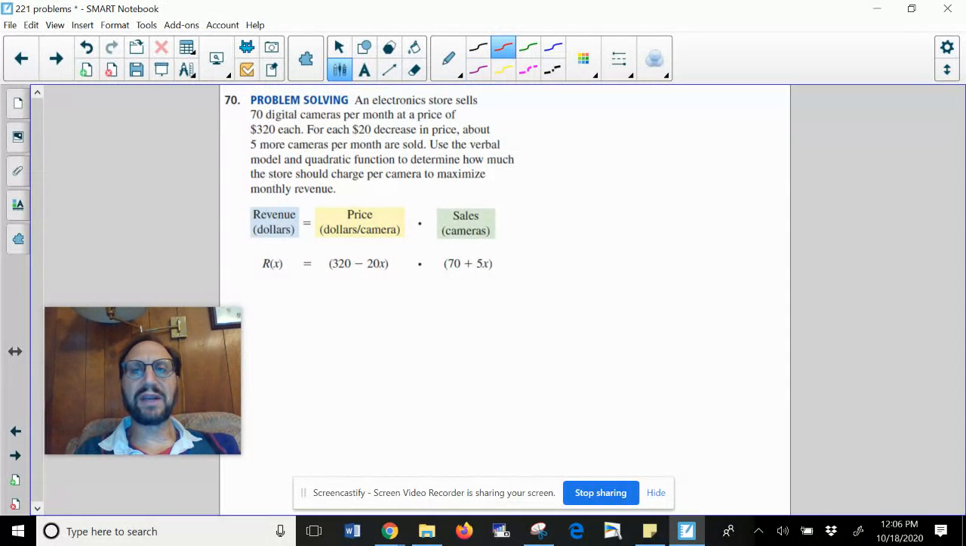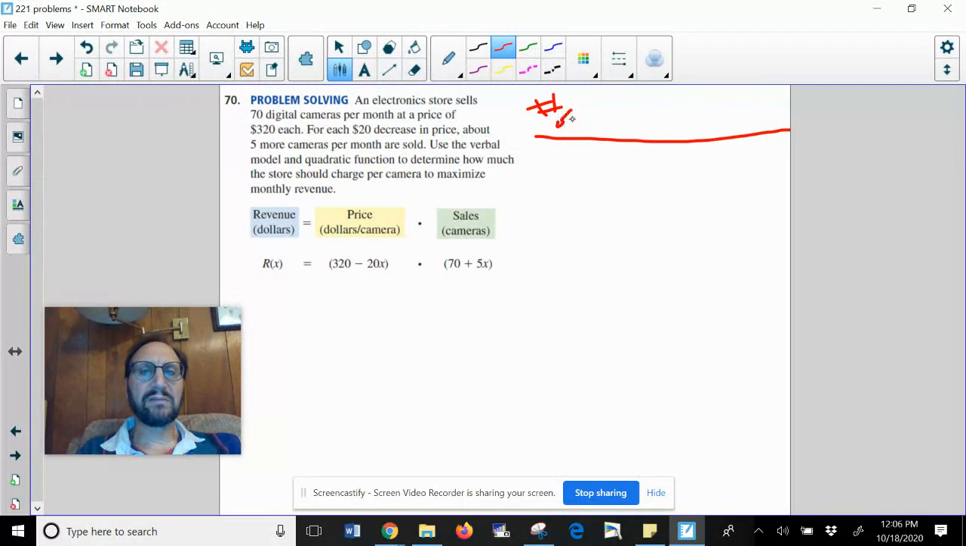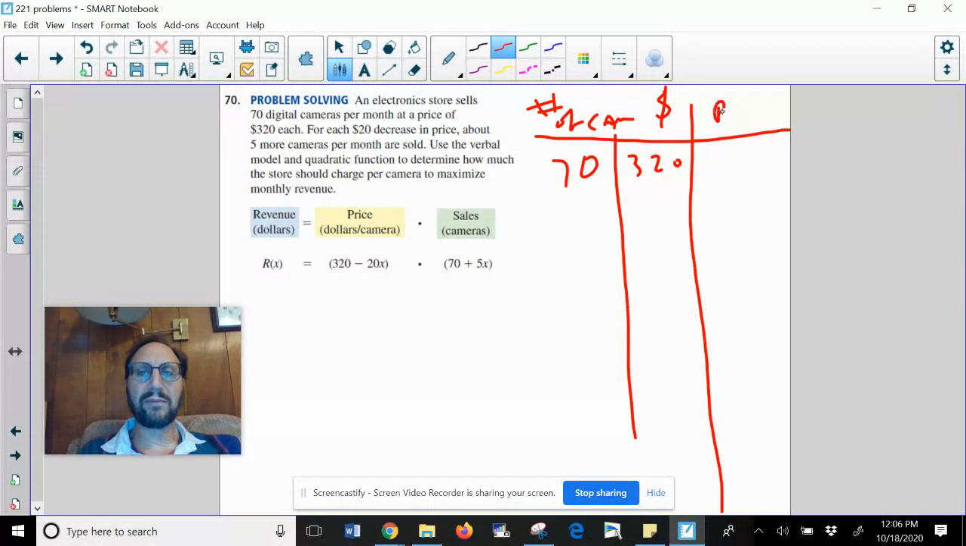So the first thing I would say is, to understand this problem, I think I need to understand what's happening. So these are number of cameras. You don't really need to do this, but I think it helps. They say they start with 70, and the price for each of the cameras is $320. The maximum revenue, how much money they bring in, would be 70 times 320. You could work that out and figure out what's going on. But let's do this first.